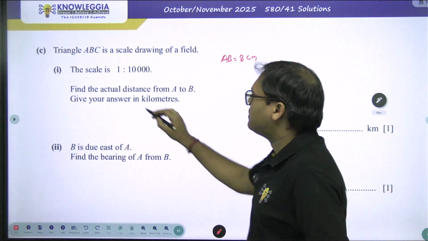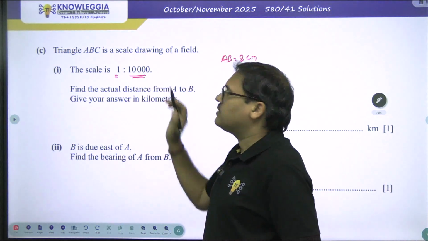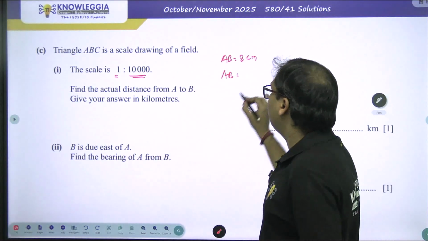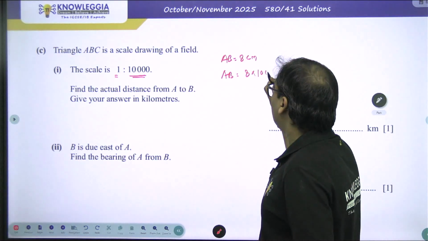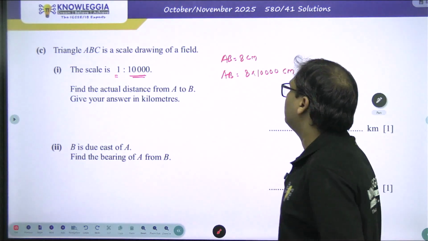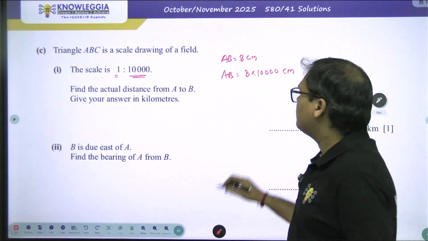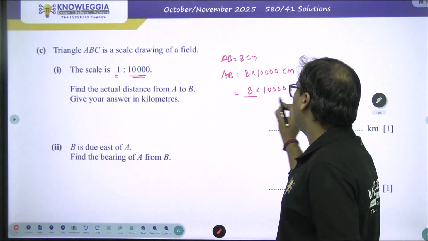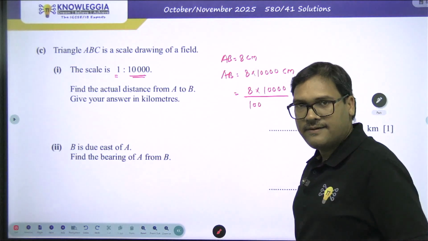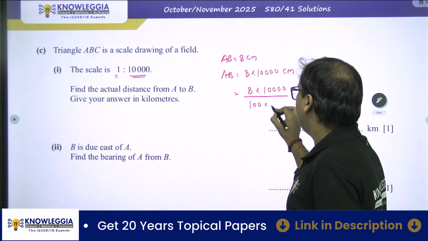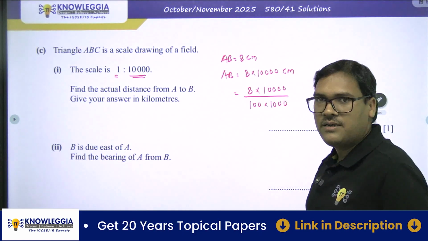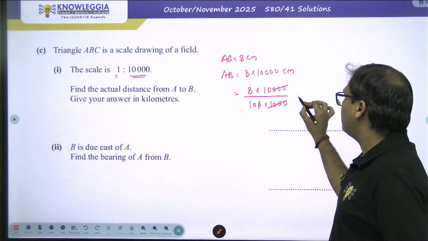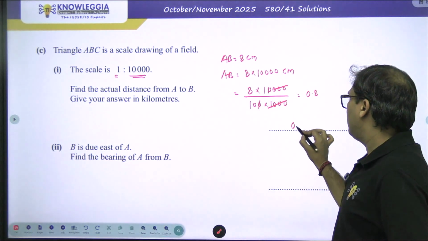So what is the actual distance? The scale is 1 to 10,000. So the actual distance will be 8 multiplied by 10,000 centimeters. But you have to write the answer in kilometers. So this is 8 multiplied by 10,000 and divided by 100, which converts it to meters, and then it will convert to kilometers by dividing by 1000. So you can see 3 zeros cancelled, 1 zero cancelled. This is 0.8 kilometers. So what is the answer? 0.8 kilometers.